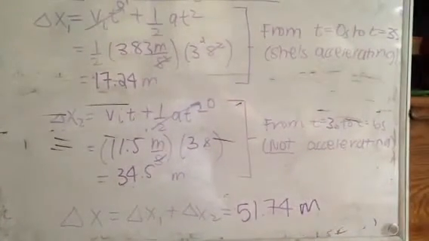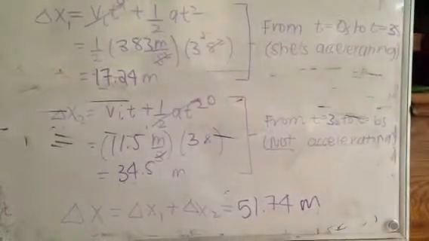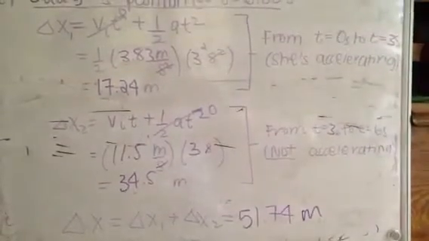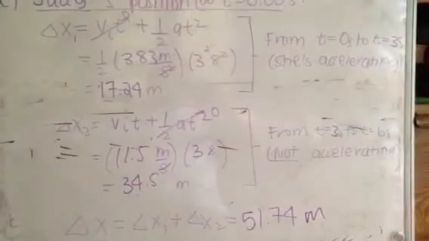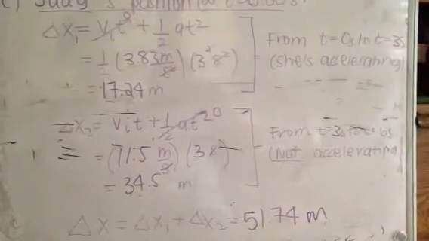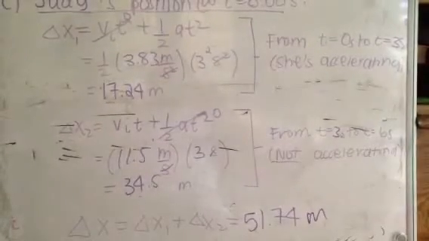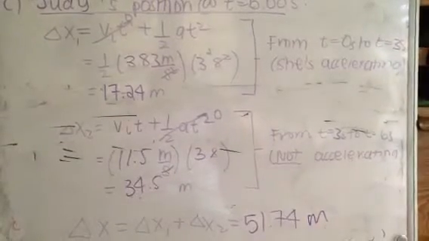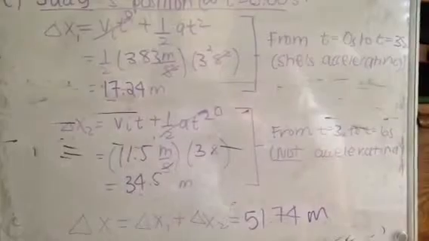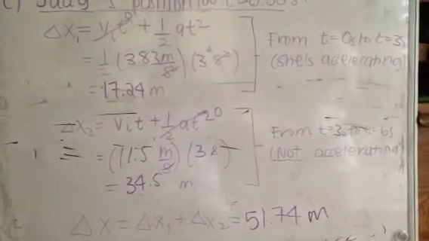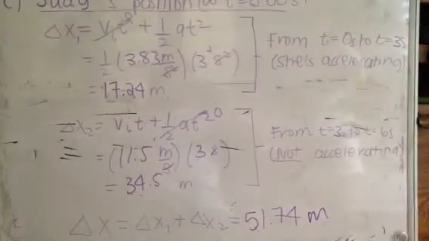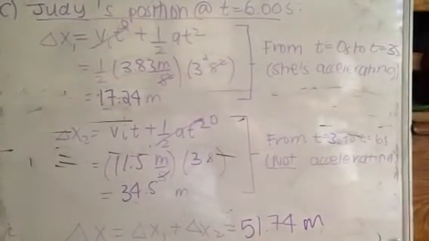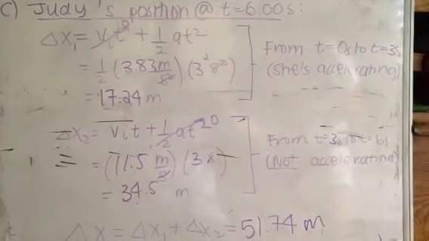So afterwards, you can see that Maggie was further ahead than Judy was at 6 seconds. And to find the difference, all you have to do is subtract Judy's position from Maggie's position, and you should get 2.7-ish meters when you do that. Although the book does say 2.62, I think it's just because of rounding. So yeah, that is how you do this problem.